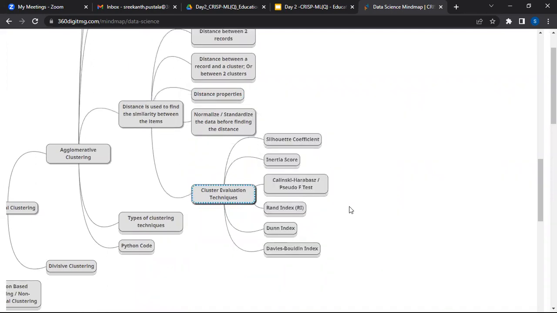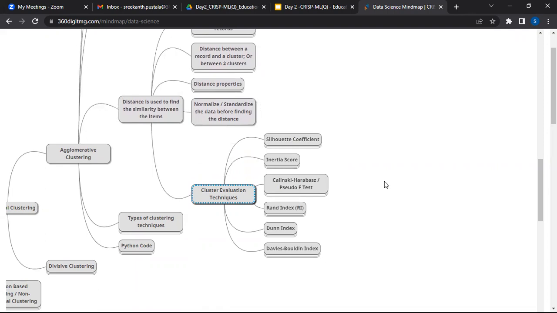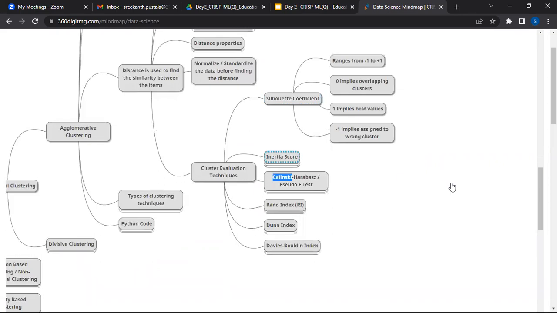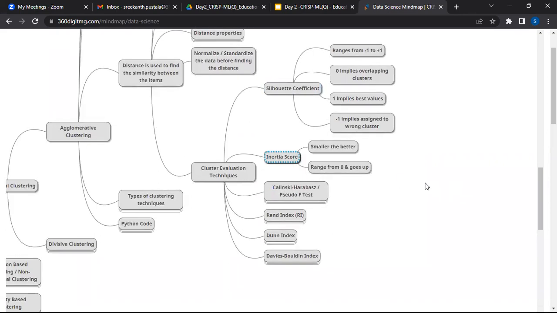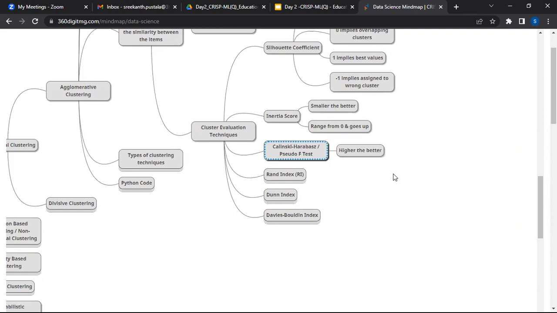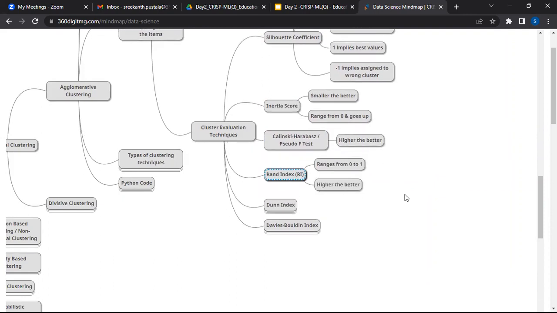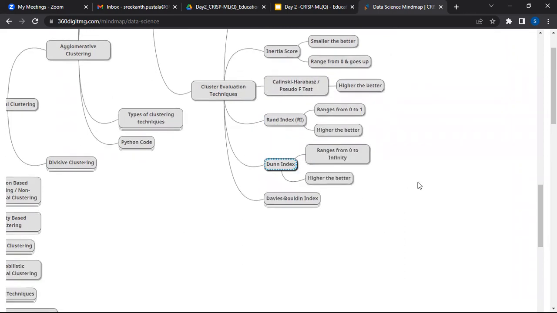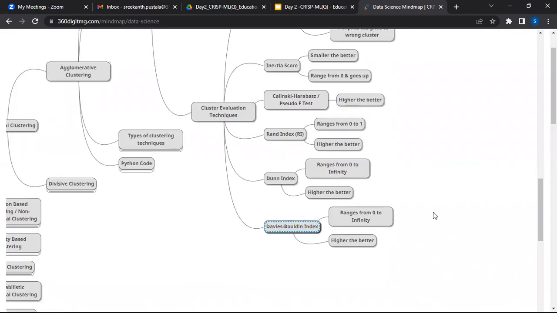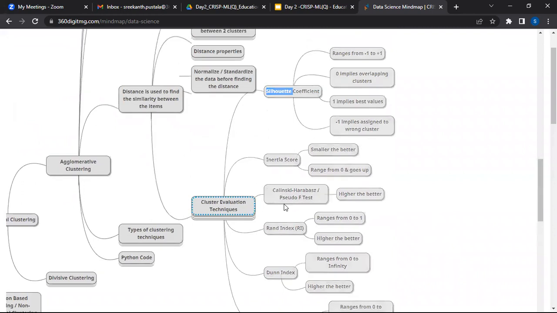For cluster evaluation, we have four different techniques. The silhouette coefficient ranges from 0 to 1, higher the better. Inertia: smaller the better, ranging from 0 and going up. We have the Dunn index, which ranges from 0 to infinity, higher the better. We have the Davies-Bouldin index. These are the different cluster evaluation techniques.